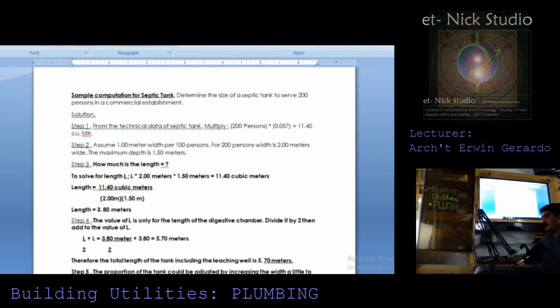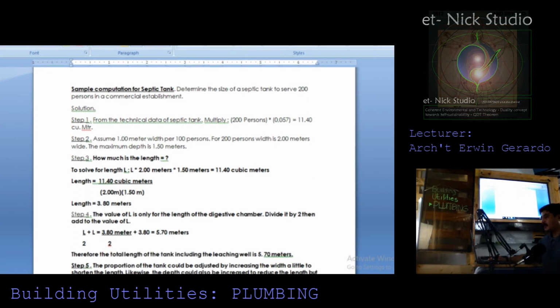Let's discuss the sample computation for a septic tank. You are required to determine the size of a septic tank to serve 200 persons in a commercial establishment. Solution. Step number 1, from the technical data of septic tank, you multiply 200 persons times its multiplying factor, 5.057, which is equivalent to 11.40 cubic meters.